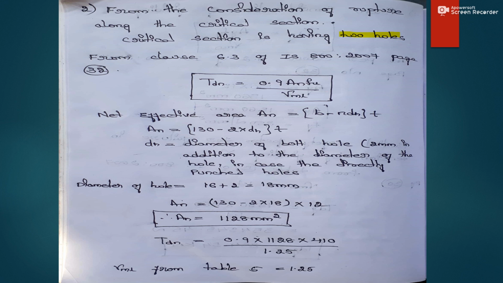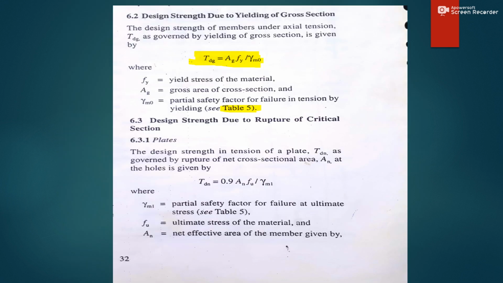From clause 6.3 of IS 800:2007, page 32, Tdn is equal to 0.9 An Fu by gamma m1. Tdn is equal to what? 0.9 An Fu by gamma m1. Let us see that. From page 32, this is the formula, where gamma m1 is the partial safety factor for failure at ultimate stress, which we will get from Table 5.